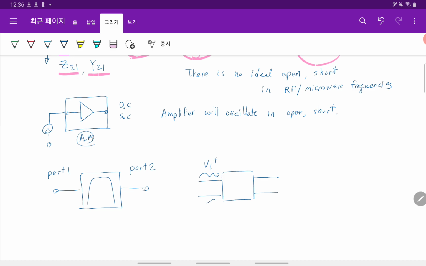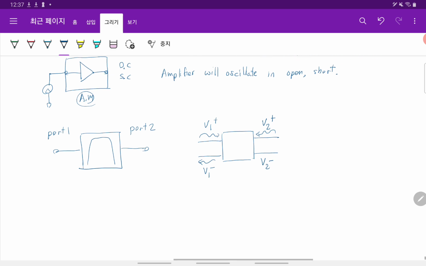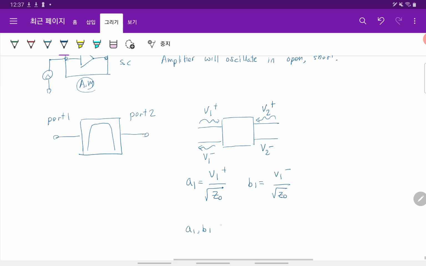One line is for the incident voltage, and this is the reflected voltage from port 1. This is the incident voltage from port 2. So if we define A1 as V1 plus divided by the square root of Z0, and B1 as V1 minus divided by the square root of Z0, then A1 and B1 are the normalized incident and reflected waves, let's say voltage.